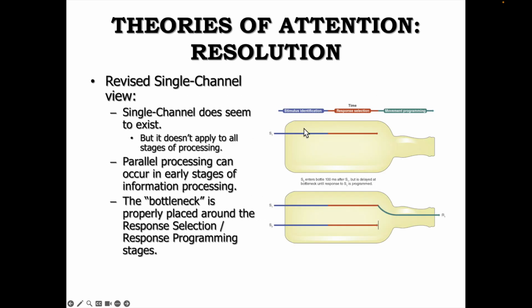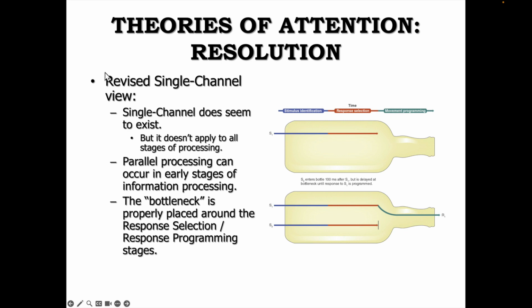So this is an example of what I was just describing previously. We've got the human part of reacting and choosing a response: identify the stimulus, response selection, and movement programming, so choosing which movement to do.